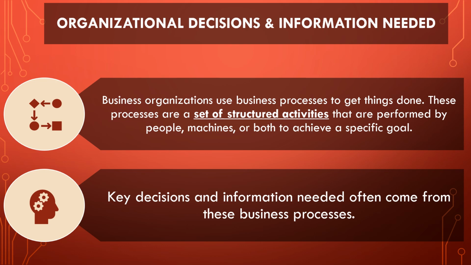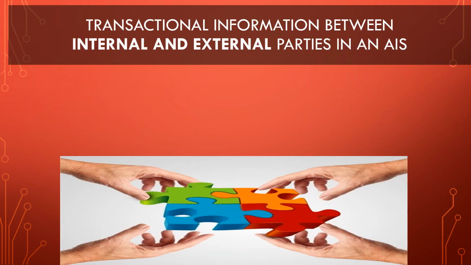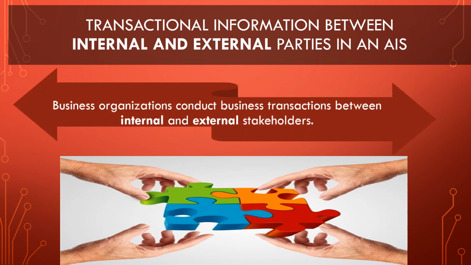So the key decisions and the information needed often come from those business processes, or a set of structured activities. We also need to understand that there are parties, internal and external, that interact with the accounting information system. Business organizations conduct business transactions between internal and external stakeholders.